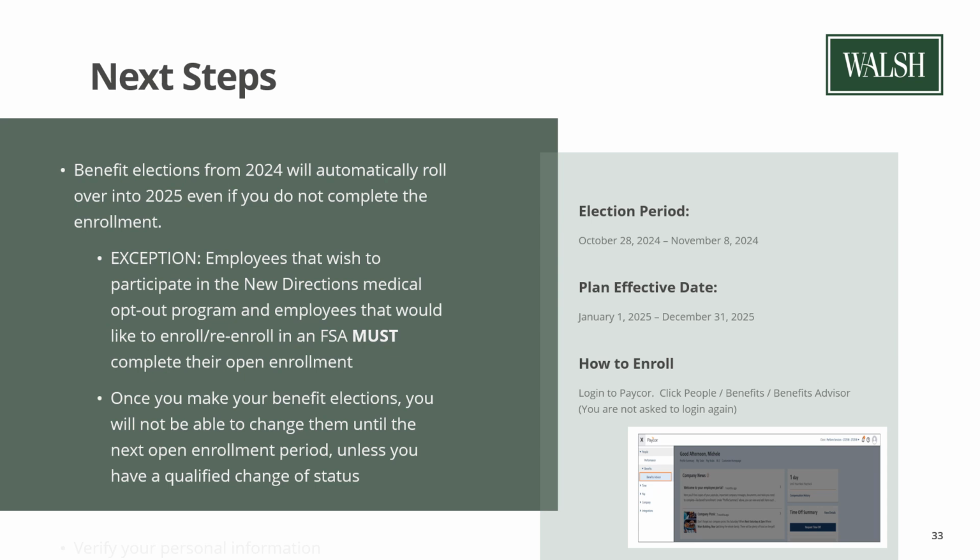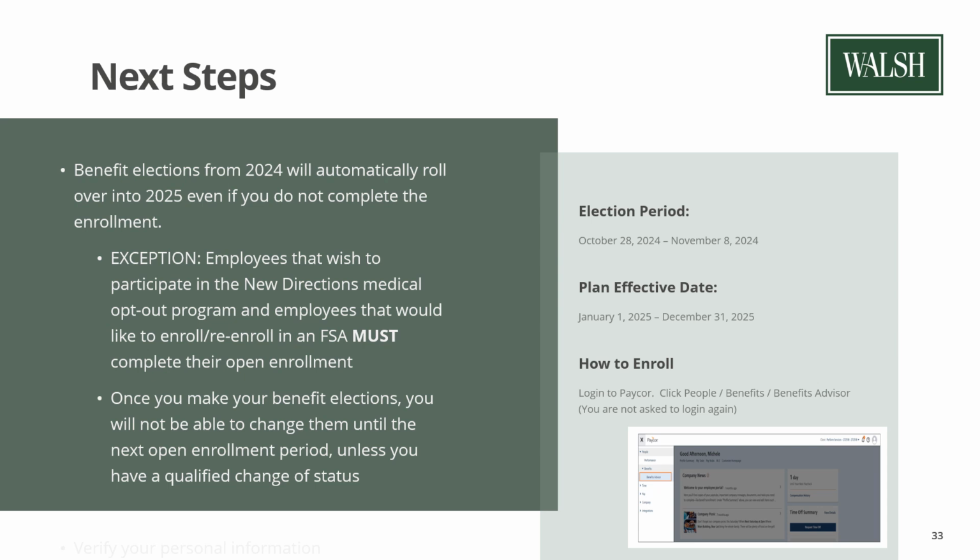If you go into the open enrollment system, we really want to make sure that your beneficiaries are up to date. Make sure that everyone that's supposed to be covered is covered. This is your opportunity to do that. So between October 28th through November 8th, this is that open enrollment window. And the plan benefits are going to be in effect from January 1st of 2025 through December 31st of 2025. Unless you have a qualifying life event, you cannot make any changes.